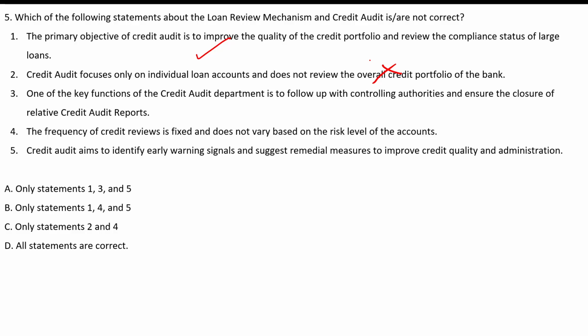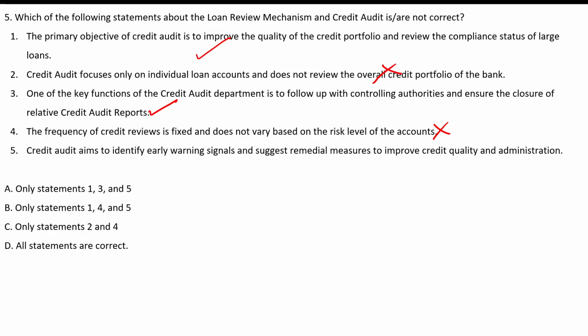One of the key functions of the credit audit department is to follow up with controlling authorities and ensure the closure of relative credit audit reports. This is correct. The frequency of credit review is fixed and does not vary on the risk level. So this is not correct. It depends on the risk level, right?